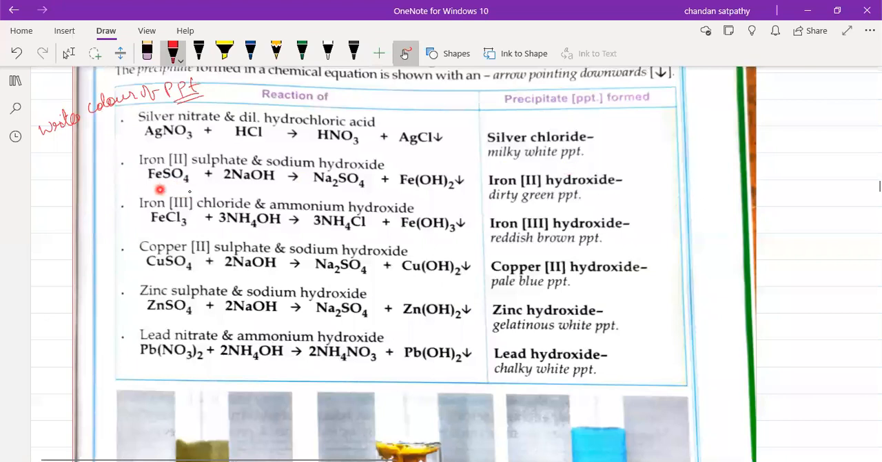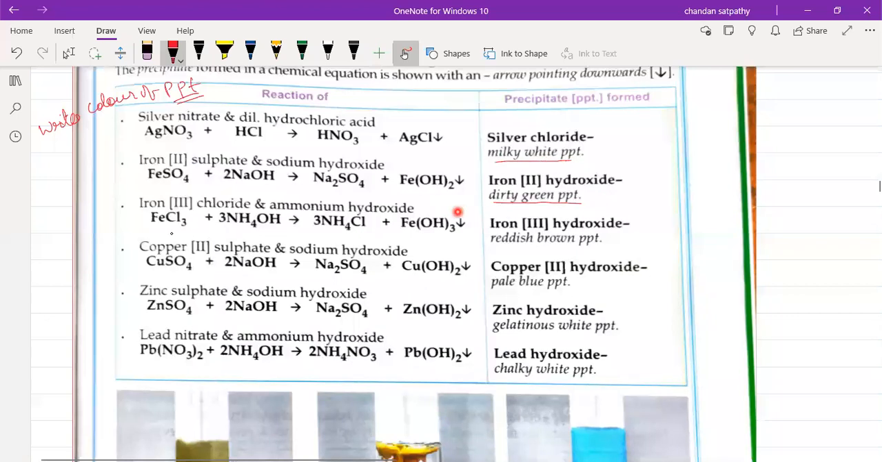Similarly, when iron sulfate combined with sodium hydroxide, it forms sodium sulfate plus iron hydroxide. Here, the iron hydroxide is having what color? Dirty green precipitate. If you write only green, it will be wrong. You have to write exactly dirty green.